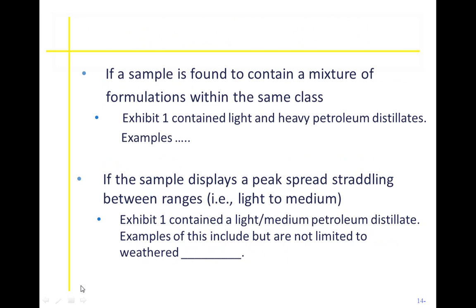In some instances, the sample may be found to contain a mixture. So the wording may say that the exhibit contained light and heavy petroleum distillates, and then examples would be given for both of these classes. And likewise, in some instances, the peaks in the chromatogram may spread, straddling between different ranges. So once again, the report may say that it contains a light to medium petroleum distillate. This concludes our discussion on fire debris.